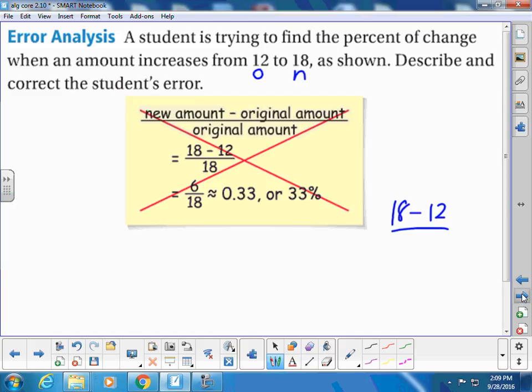It looks like she divided by the new, and the equation says by the original. So if we analyze her error, we see that she divided by the wrong number. So 18 minus 12 is 6 over 12, which gives you 0.5, or 0.5 moved over 2 is 50%.